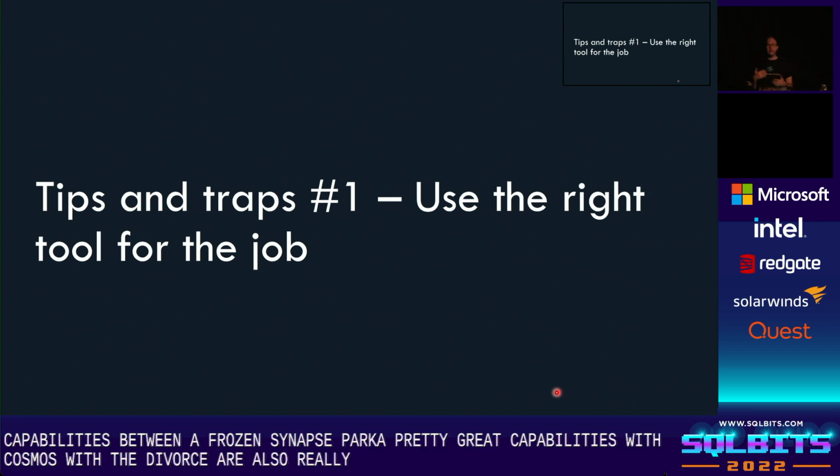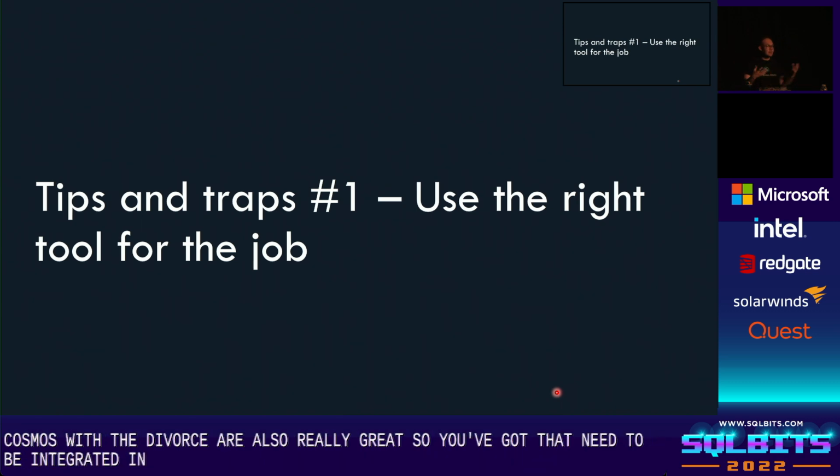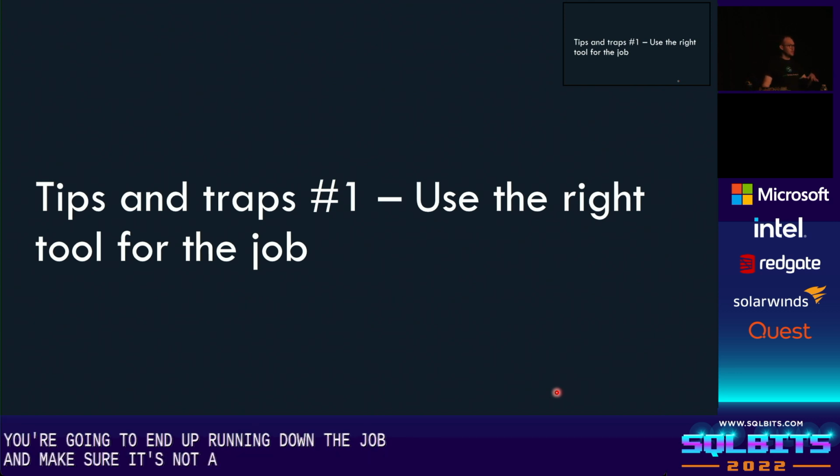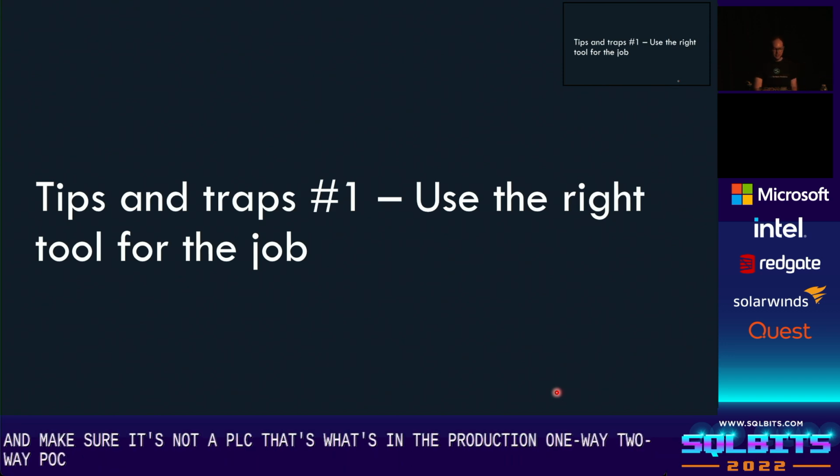So you've got that capability to be quite well integrated into that environment. And there are some trade-offs that you're going to end up running down. So use the right tool for the job. Make sure you POC it, and make sure it's not a POC that slips into production. One week, two week POC, and then kill it.